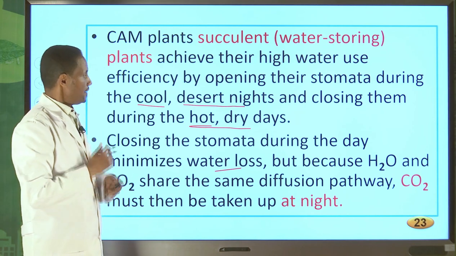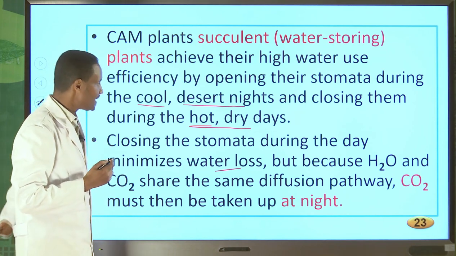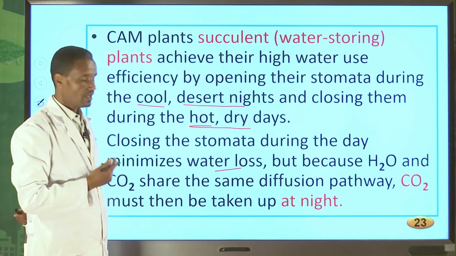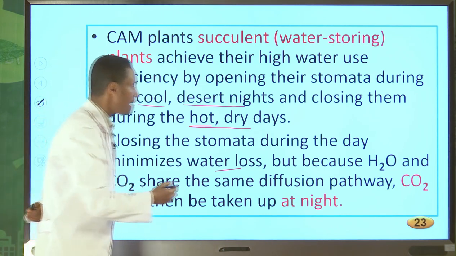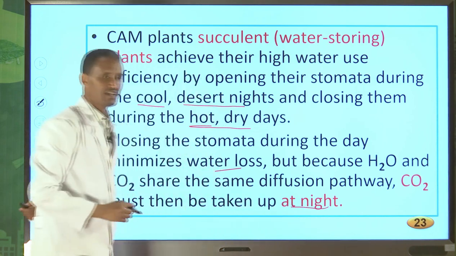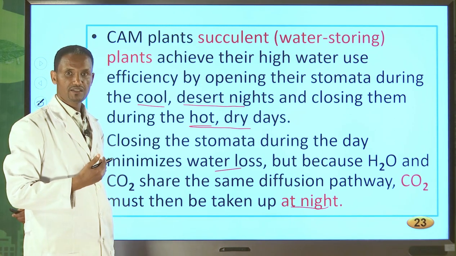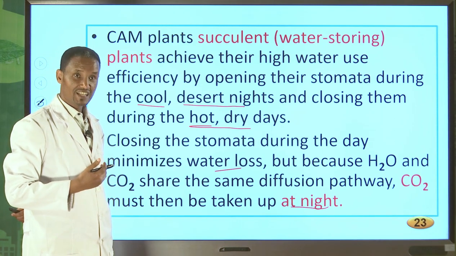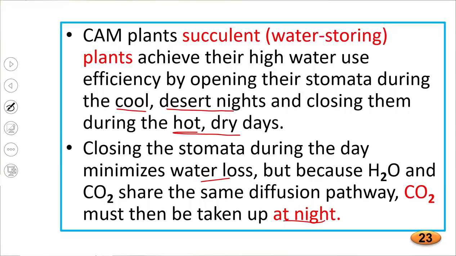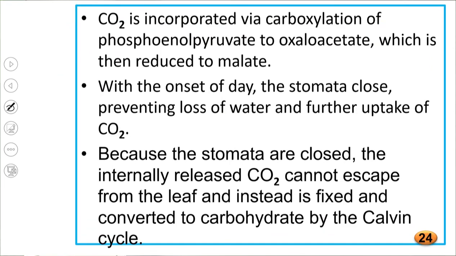But because water and carbon dioxide share the same diffusion pathway, carbon dioxide must then be taken up at night. Now, the Crassulacean plants or CAM plants take up carbon dioxide at night, because during the day, when they open their stomata, even if carbon dioxide enters the stomata, water can evaporate out from the plant cell. So to minimize evaporation or drying out from dehydration, they open their stomata at night.